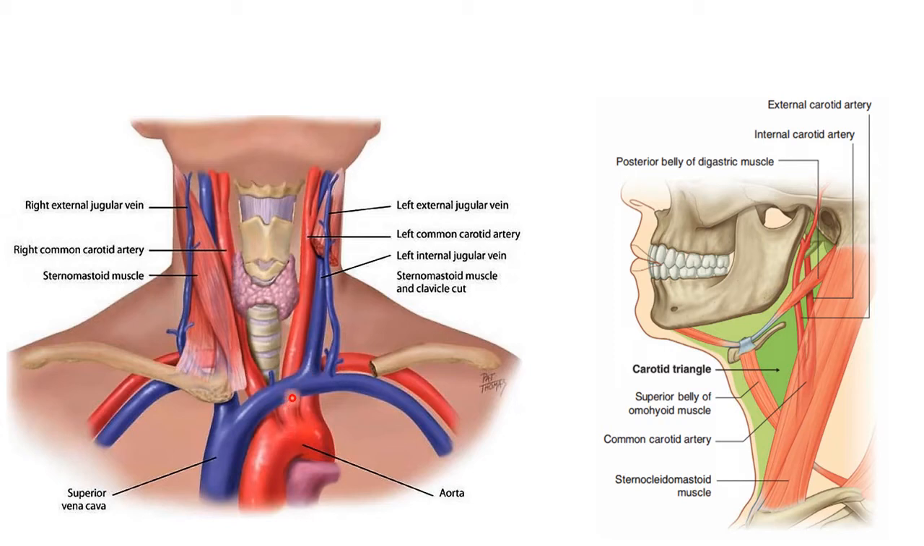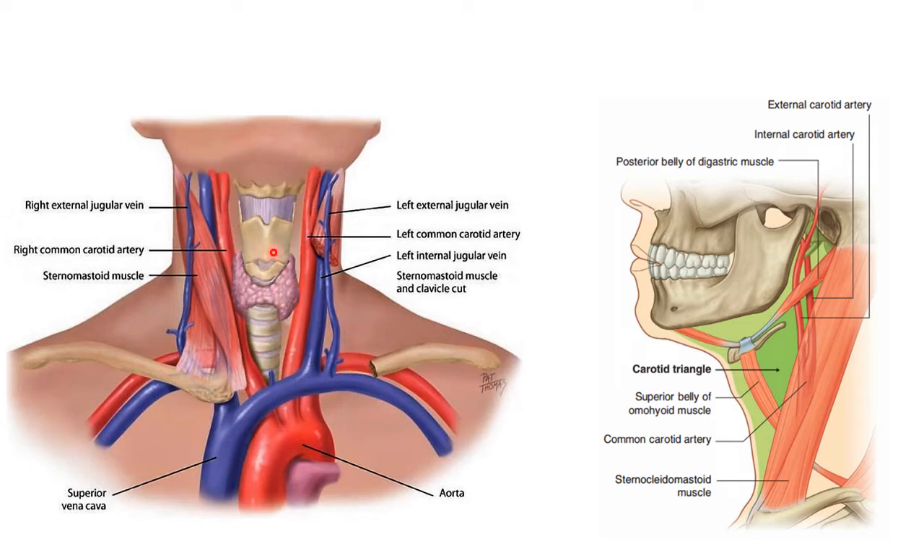On the left side, the left common carotid artery arises directly from the arch of the aorta in the superior mediastinum and it ascends upward in the thorax, and after crossing the left sternoclavicular joint, it enters the neck and the rest of its course is in the neck. Both left and right common carotid arteries ascend in the neck just lateral to the trachea and esophagus.